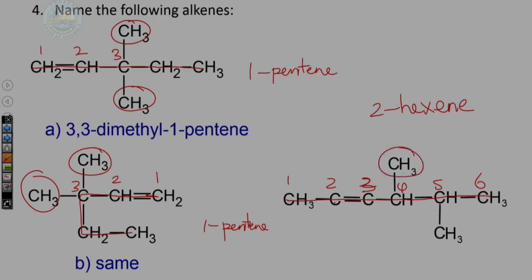Then we have our groups, methyl groups again. All right. And there are 2. So I'm going to call them dimethyl groups. Where they are located? 4 and 5. So 4, 5, dimethyl, 2-hexene. Okay. And that's it. All right.